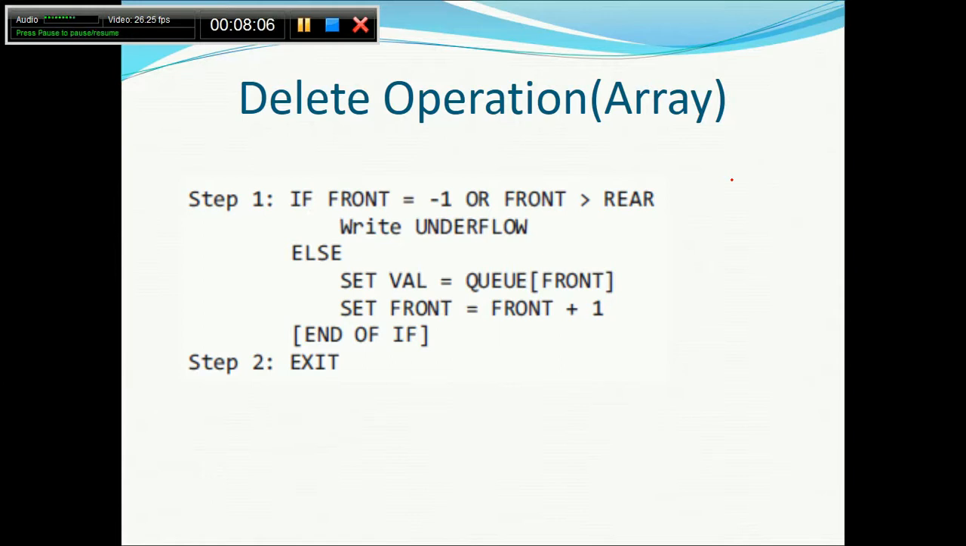What it says: if front is equal to minus 1, and if the front has crossed the rear, this means you have already crossed, so in that case write underflow, because you can't insert any element further. Else, whatever the front you have, copy it to the value and front is equal to front plus 1, and then you can exit. Here it is not complete; we'll see it step by step, how to complete this algorithm. Okay, so the complexity would be order of 1.